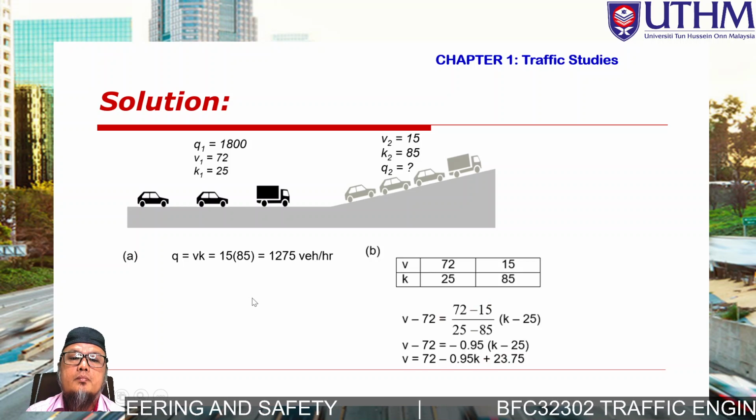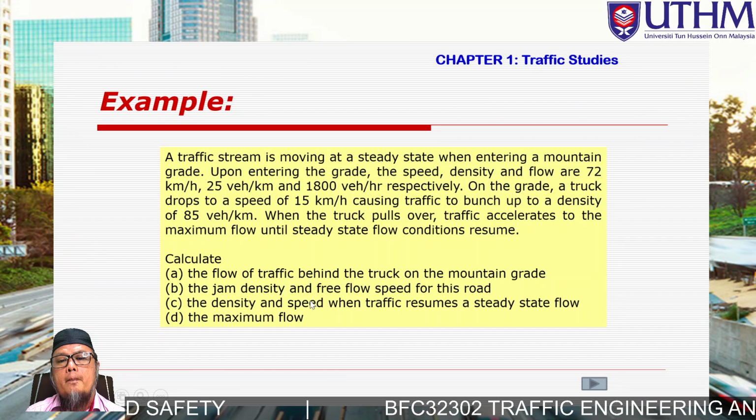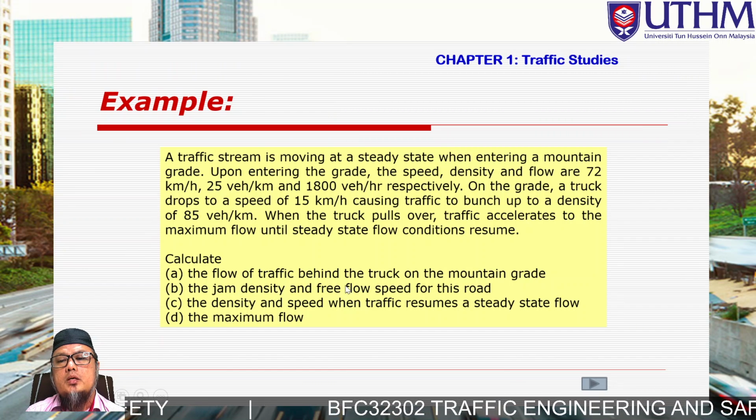Okay, next, B, to determine what? To determine what? Jam density and free flow speed. Okay.